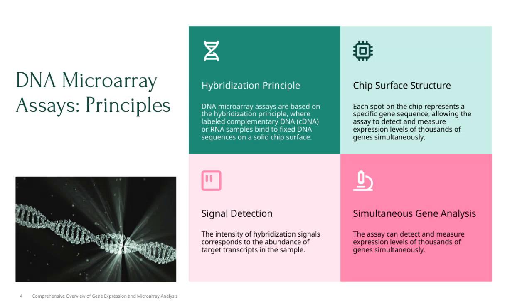DNA microarray assays work on the hybridization principle, where labeled complementary DNA or RNA molecules bind specifically to matching DNA sequences that are fixed on the surface of a solid chip. Each spot on this chip represents a distinct gene sequence, which enables us to analyze thousands of genes at the same time. The key thing to understand here is that the intensity of the signal we detect from each spot directly reflects how much of that particular gene's transcript is present in the sample. So, essentially, this method allows us to capture a simultaneous snapshot of gene expression across a vast number of genes, giving us a powerful tool for broad and detailed genetic analysis.